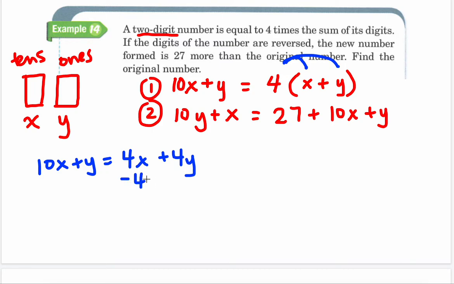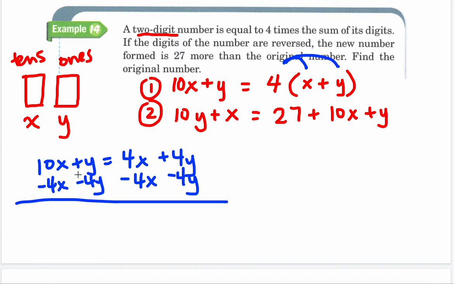So let's subtract 4x and let's subtract 4y on both sides. Okay, we're going to do the same thing on both sides. I'm just combining some steps here. This will cancel. On the right-hand side, it'll just be equal to 0 because there's nothing there. There's no numbers in this problem. So 10x minus 4x is 6x. 1y minus 4y is negative 3y. So this is my new first equation.